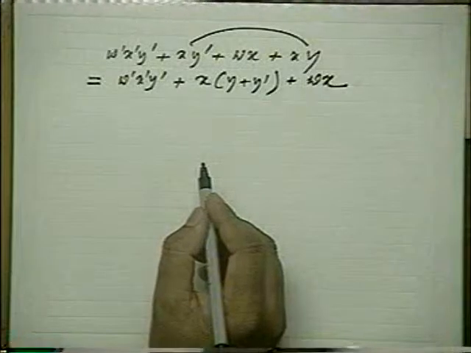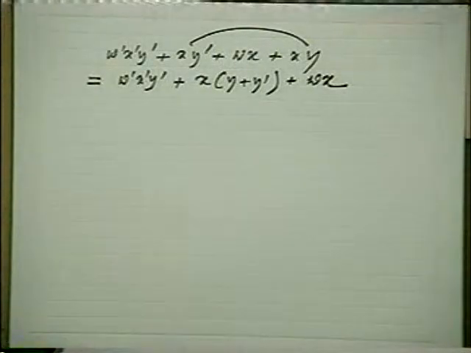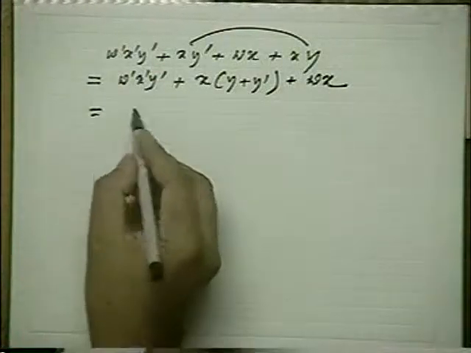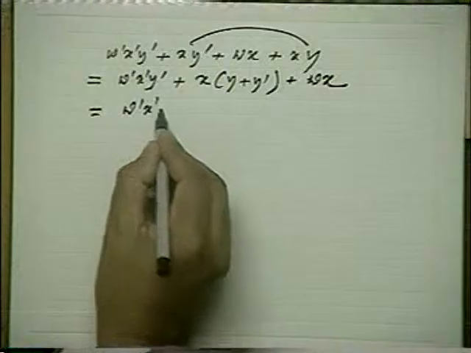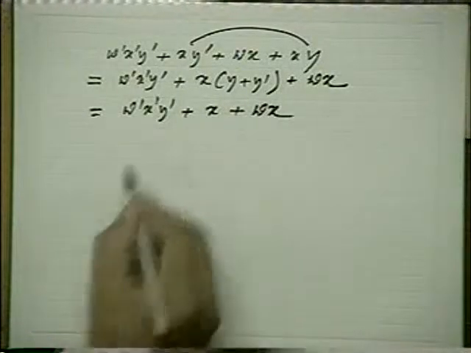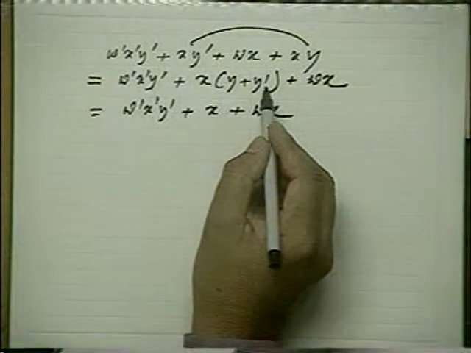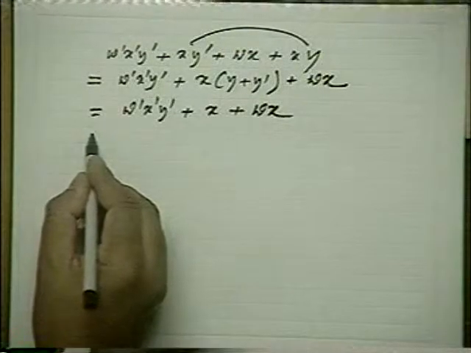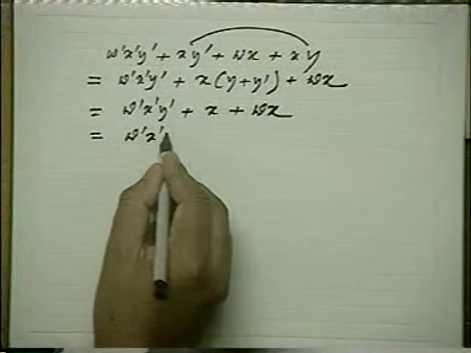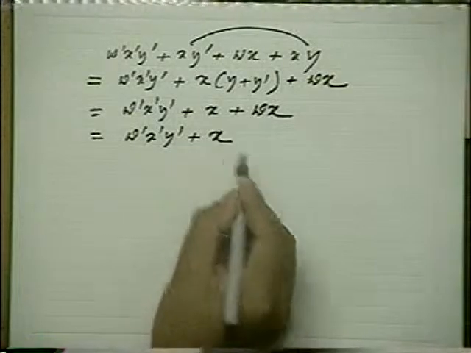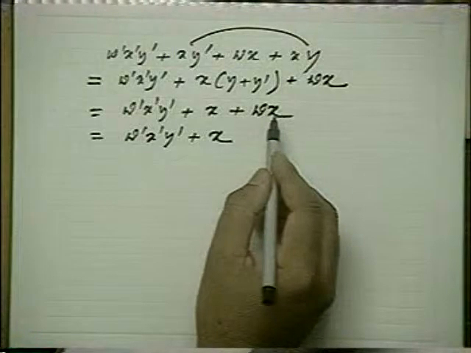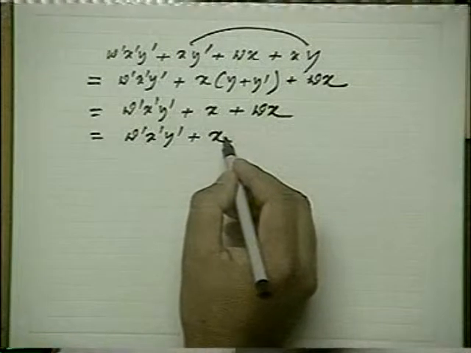Now this means that we can make w bar x bar y bar plus x plus wx, because y plus y bar equals 1, by rule of complement. This means w bar x bar y bar plus x, since x plus wx by law of absorption we can make it to be x.